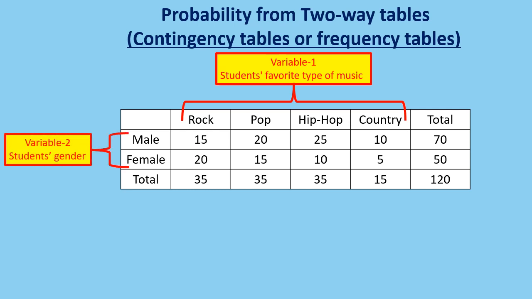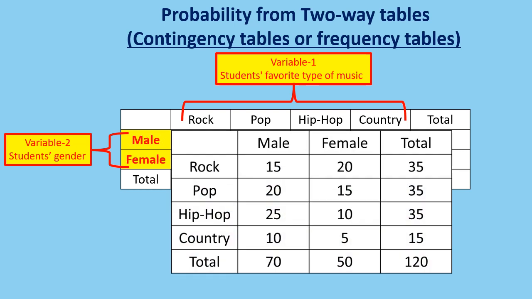As you can see in that table, the student's favorite type of music, classified based on the survey data into rock, pop, hip-hop, and country, is displayed in the topmost row. On the other hand, the gender variable, classified into male and female, is displayed on the leftmost column. In fact, you can rearrange the table by displaying the student's gender in the top row and their favorite type of music in the left column.